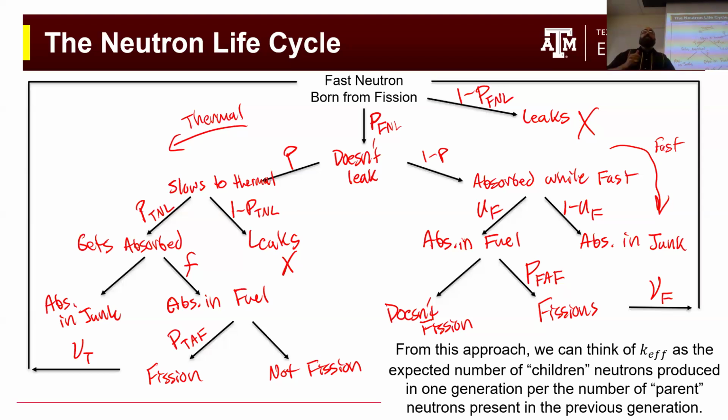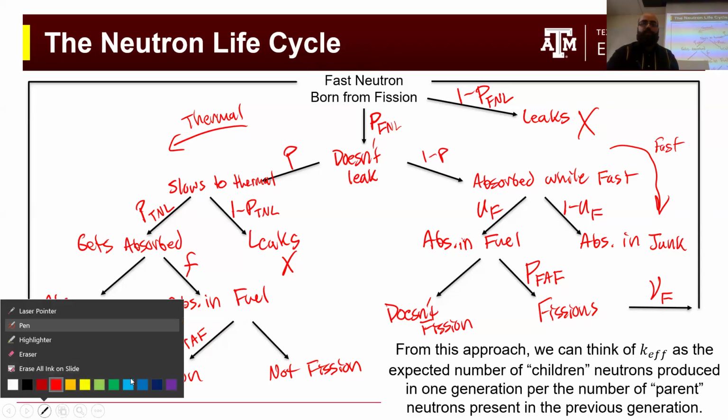But yeah, so when we defined K effective, we defined it in several different ways, but one way was the number of neutrons born in one generation divided by the number born in the previous generation. So this kind of approach is how you could think about that. This is the first generation, you have all these things happening, you keep track of all of the probabilities, and ultimately there was only one branch that survived all the way to the end.